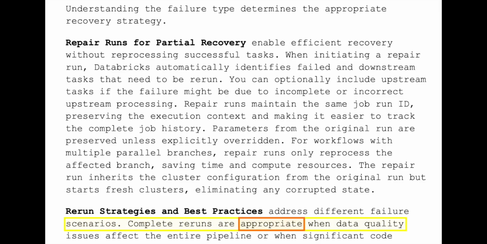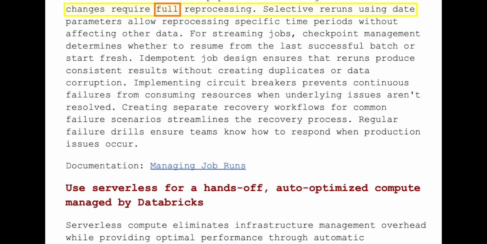Complete reruns are appropriate when data quality issues affect the entire pipeline, or when significant code changes require full reprocessing. Selective reruns using date parameters allow reprocessing specific time periods without affecting other data. For streaming jobs, checkpoint management determines whether to resume from the last successful batch or start fresh. Idempotent job design ensures that reruns produce consistent results without creating duplicates or data corruption.